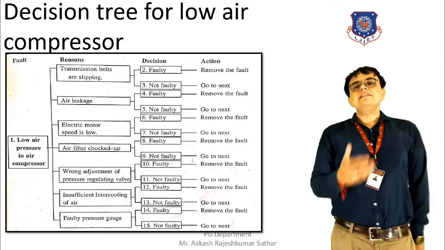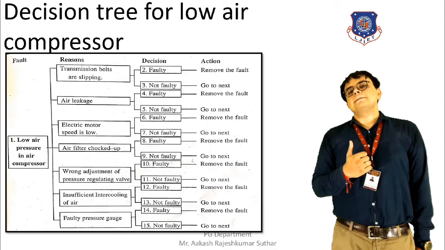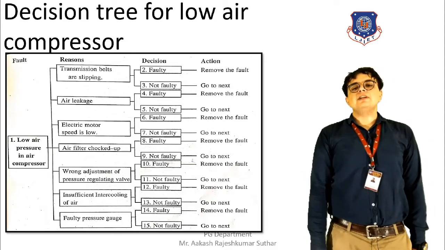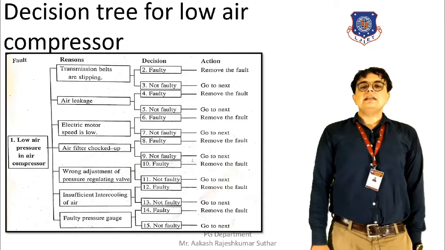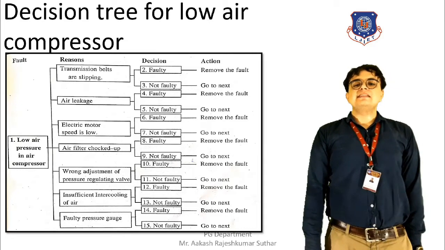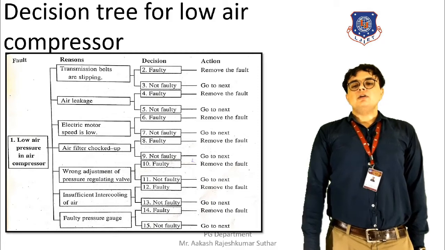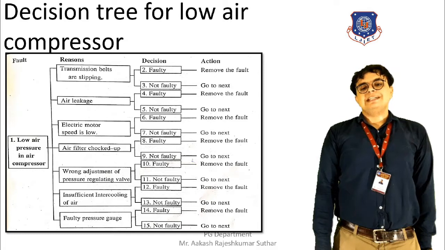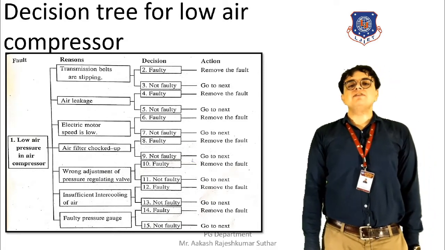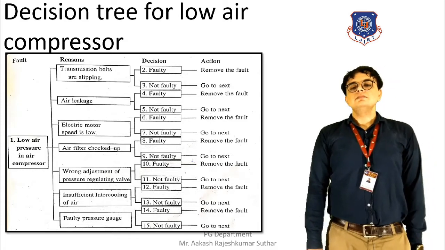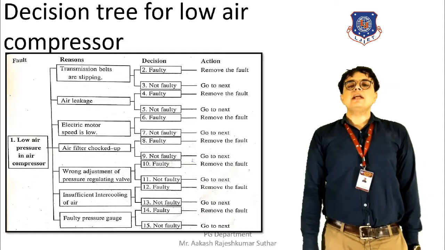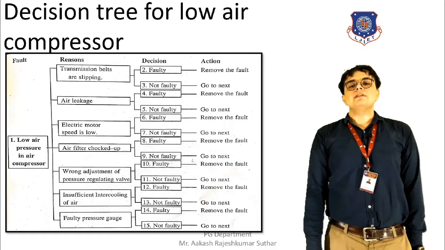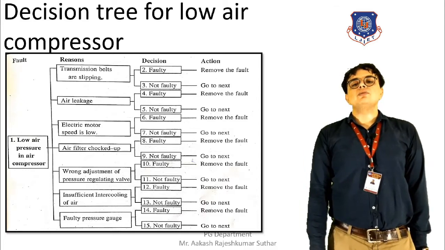Now the next reason is the air leakage. If the air leakage is found, then we should write the decision as faulty, and correspondingly the action required is to remove the fault. But if the air leakage has not been found, then in the decision we should write not faulty, and we should take the action of going to the next reason.